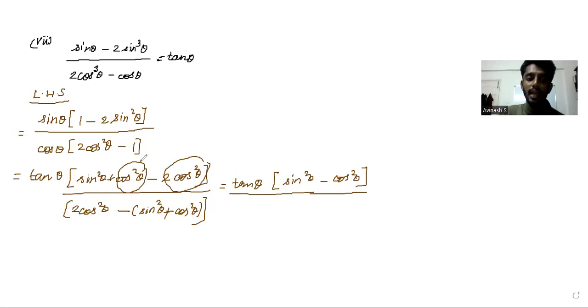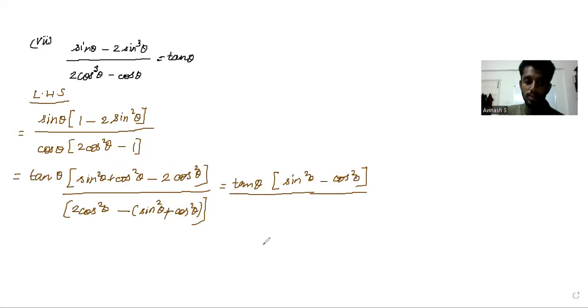So this is nothing but x minus 2x, where x is cos square theta. So x minus 2x is minus x. Likewise here also, cos square theta minus 2 cos square theta is minus 1 cos square theta. That is what I have written over here.